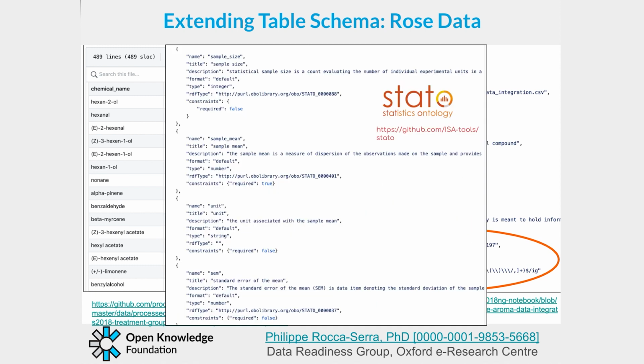Another project that we're working with Phil and the team on right now, it's a new project, is to extend table schema with the STATO ontology, which is a statistics ontology. And for example, here we have name, sample mean, title, mean, description, and then the RDF type, which again is the ontology term from STATO.